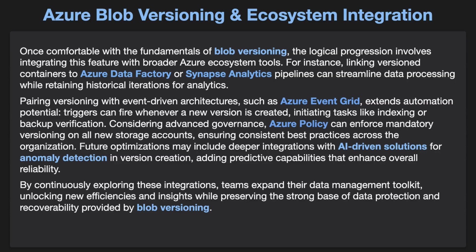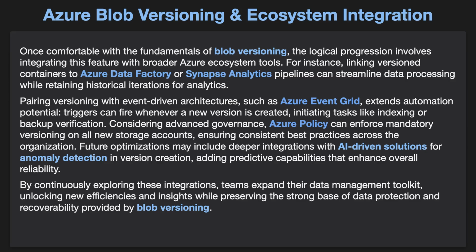Once comfortable with the fundamentals of blob versioning, the logical progression involves integrating this feature with broader Azure ecosystem tools. For instance, linking version containers to Azure Data Factory or Synapse analytics pipelines can streamline data processing while retaining historical iterations for analytics. Pairing versioning with event-driven architectures, such as Azure Event Grid, extends automation potential. Triggers can fire whenever a new version is created, initiating tasks like indexing or backup verification.